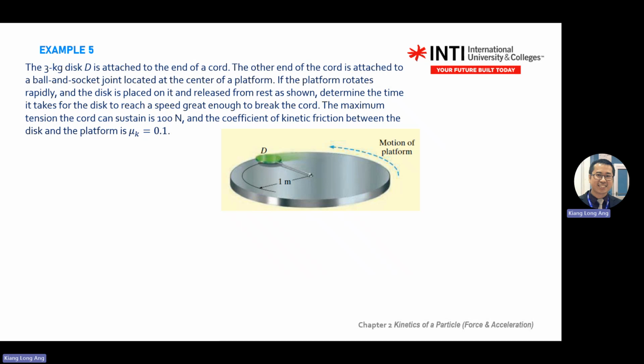Okay. You know this is circular motion. Circular motion, straight away break into tangent and normal direction. Okay. So now this is a draft before you start. At least you get what is actually happening in the question. You want to find the time to break this one, right? Meaning you need to find the time when this tension reaches 100 Newton.